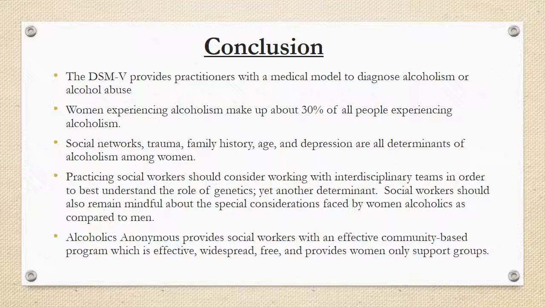So, in conclusion of my project on alcoholism among women, I'd like to discuss how the DSM-5 provides practitioners with a great medical model to diagnose alcoholism or alcohol abuse. Women experiencing alcoholism make up about 30% of all people experiencing alcoholism. As far as the determinants of alcoholism among women, I discuss social networks, trauma, family history, age, and depression.